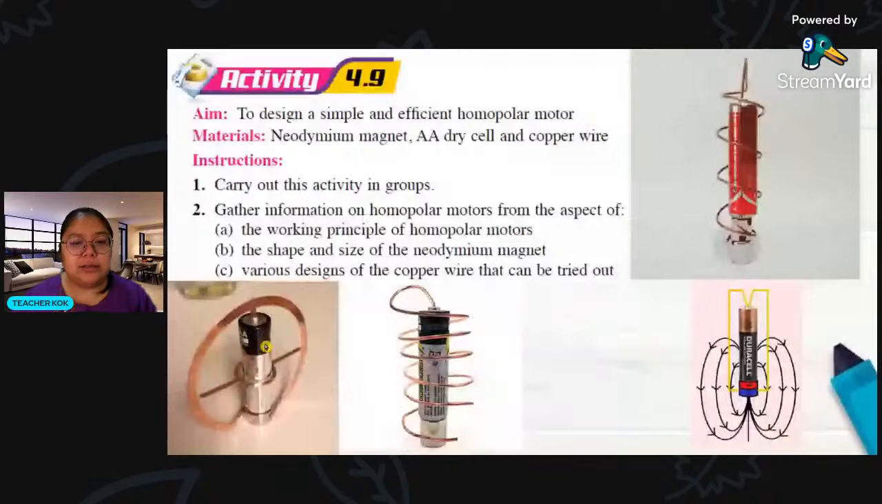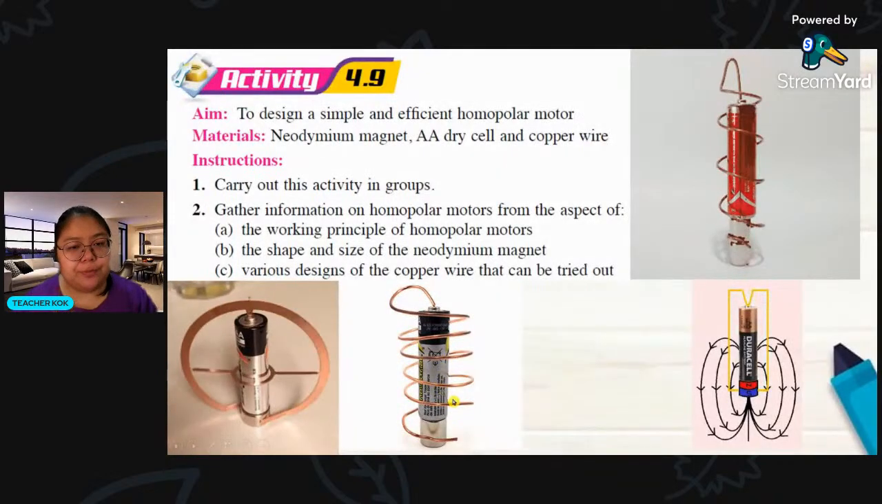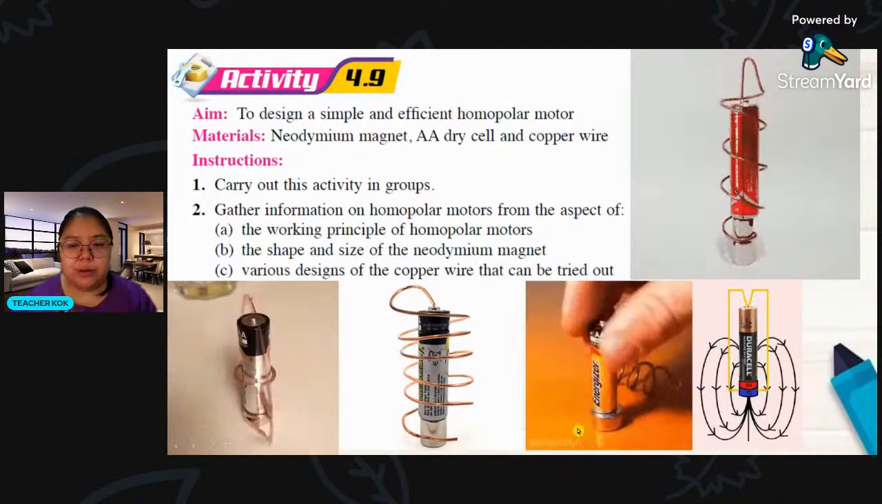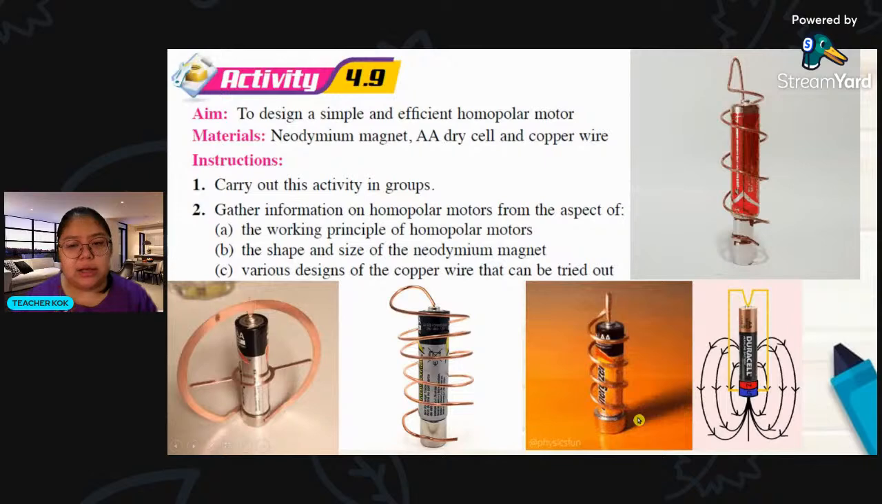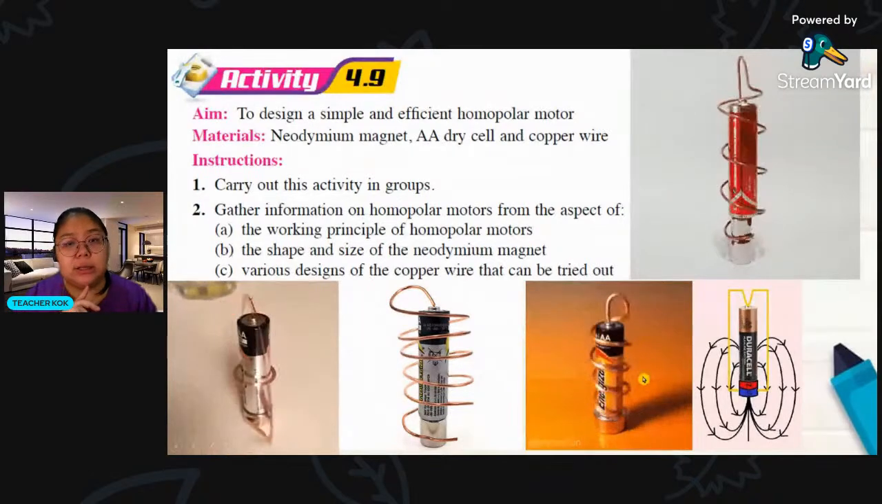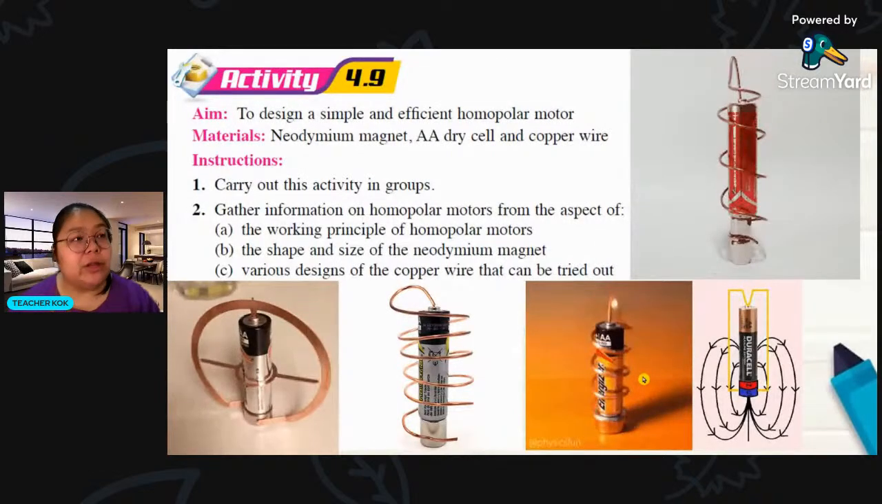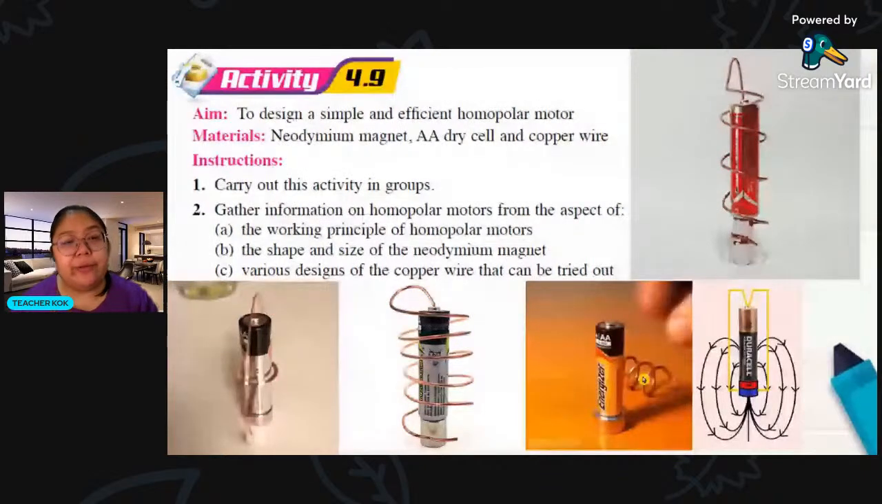Okay, so we have an example. The shape can be like this, we have a coil shape. Then let's say how to build: put the double A battery, then you must know how to turn. Touching the magnet, after that you touch, it can be turning. This one is one of the homopolar motors. They use the concept of the turning effect by using the interaction of magnetic fields.